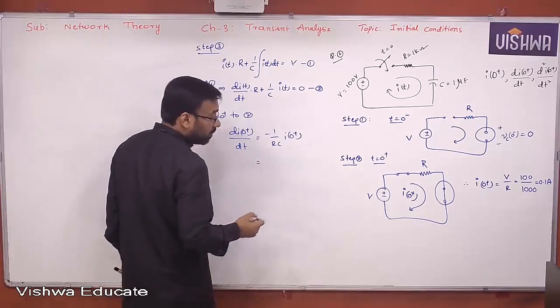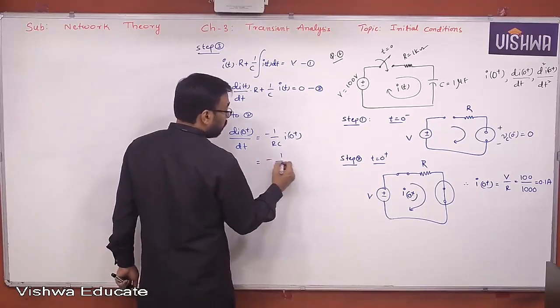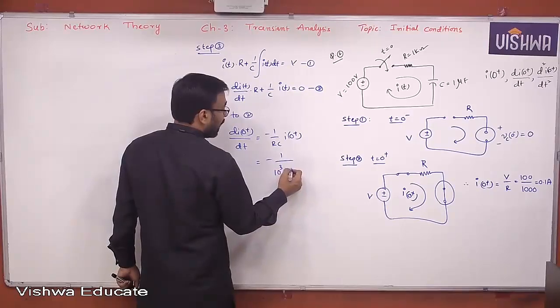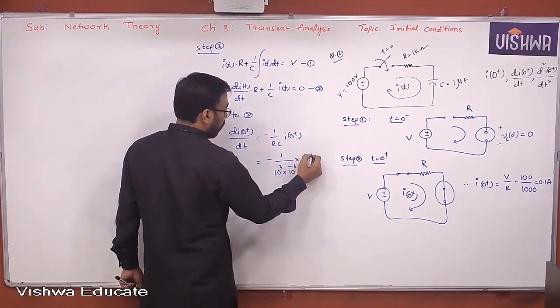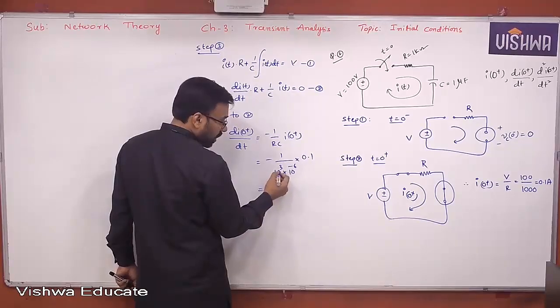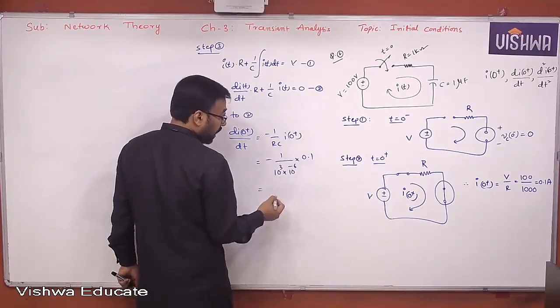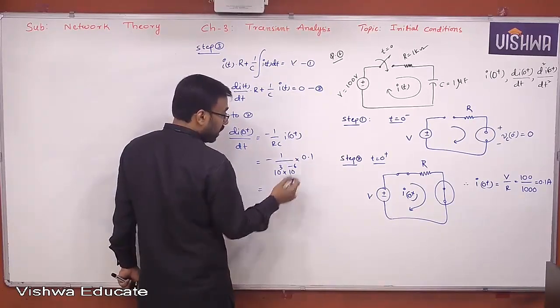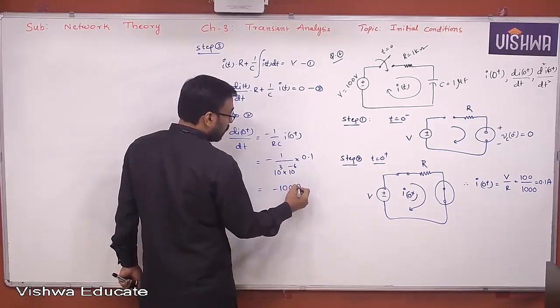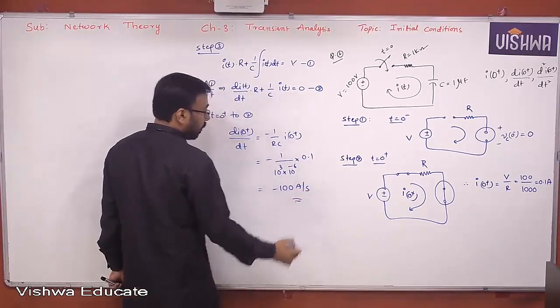Already you know what is I of 0 plus. Minus 1 by, this is 10 power 3, this is 10 power minus 6, into 0.1. So this is already 10 power 3. Yes or no, all of you? 10 power minus 3, but you take it to the numerator, 10 power plus 3 into 0.1, it will become minus 100. Minus 100 amperes per second. Do you understand, all of you?